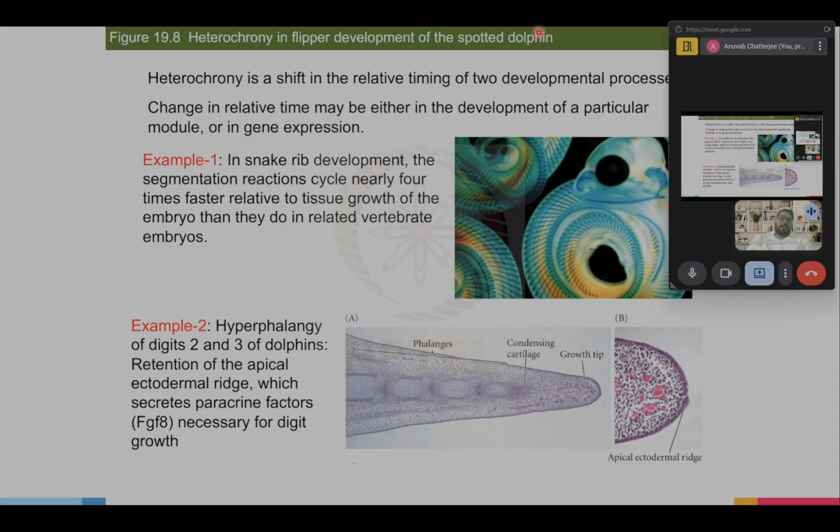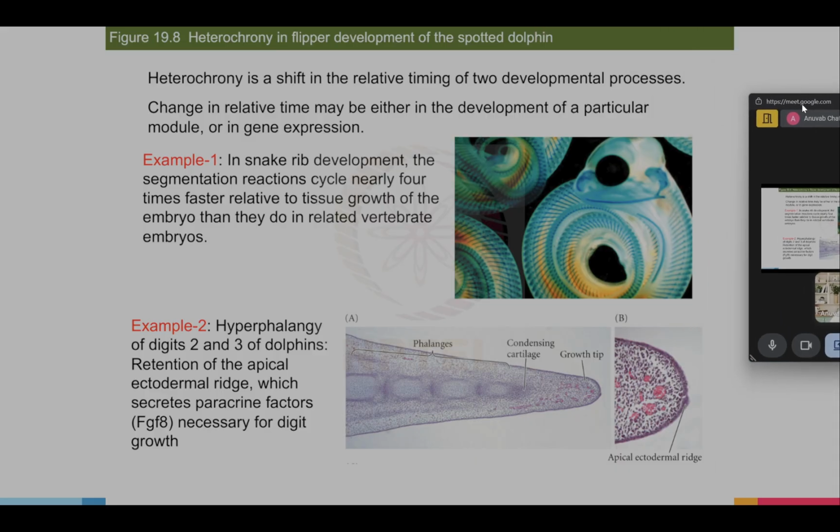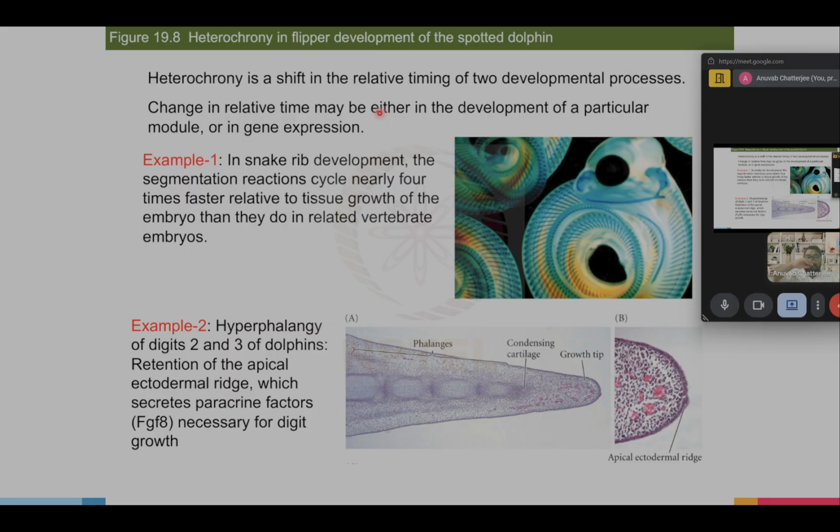So we are going to look at heterochrony for a bit now. As we said, heterochrony is a shift in the relative timing of developmental processes. So a change in relative time may be either in the development of a particular module or in gene expression. For example, we know that snakes have a very long anterior posterior axis, so they're long organisms where the entire spinal cord has vertebrae which form ribs.